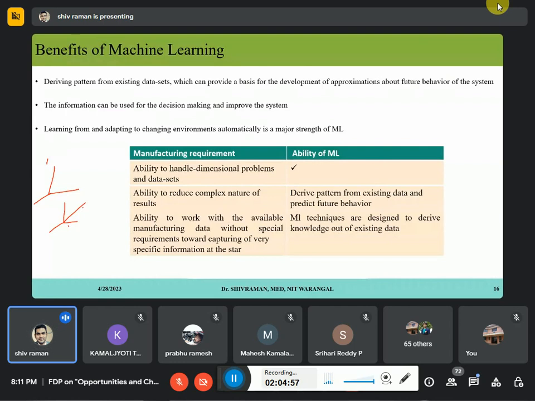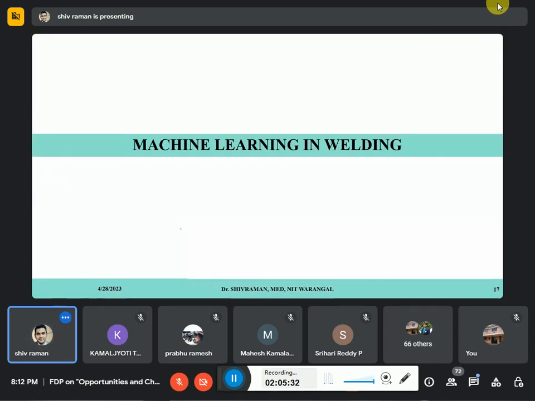Then it should have the ability to handle the complex nature of the result. Machine learning basically derives the pattern from the existing data, and the algorithm is not much bothered about the complex relationship. It should also capture market demand. It should be flexible. Machine learning can derive and give output from previous data, but if new data comes, the algorithm is adaptable to accommodate that data and can be tuned to get better accuracy with newer data input.